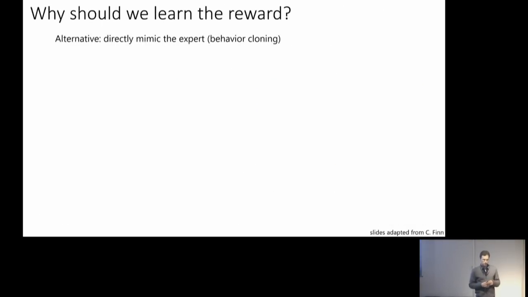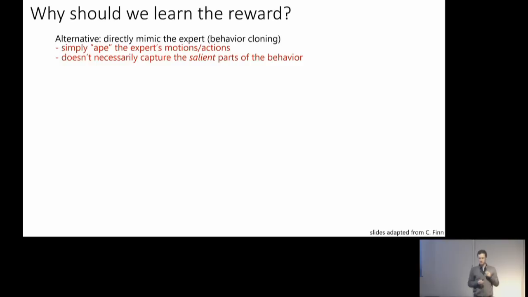So why should we go through this reward learning process if we have example demonstrations? Our alternative, of course, would be to borrow the ideas from the imitation learning lecture earlier in the course and try to directly mimic the expert's behavior. This works well in some cases, but it has a few disadvantages. When you're directly mimicking the expert behavior, you're not really trying to figure out why they did what they did. You're simply blindly imitating, kind of aping their motions or actions, which doesn't necessarily capture the salient part of the behavior, because some parts are obviously more important than others.